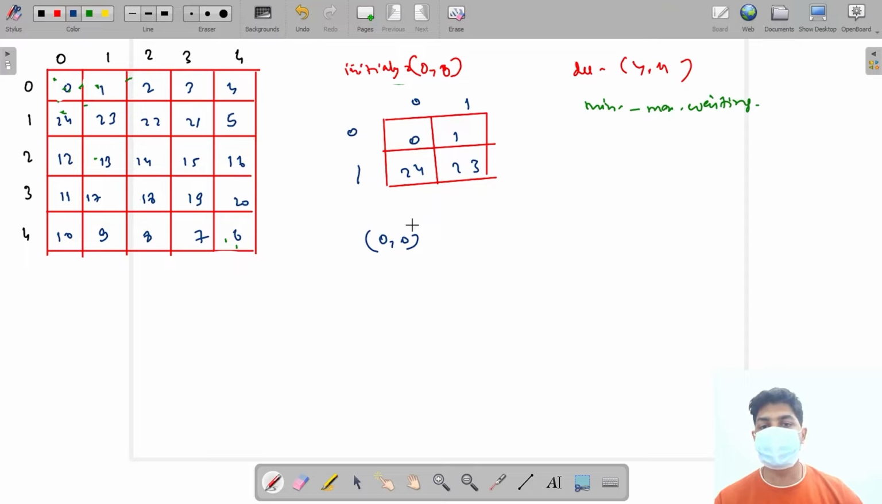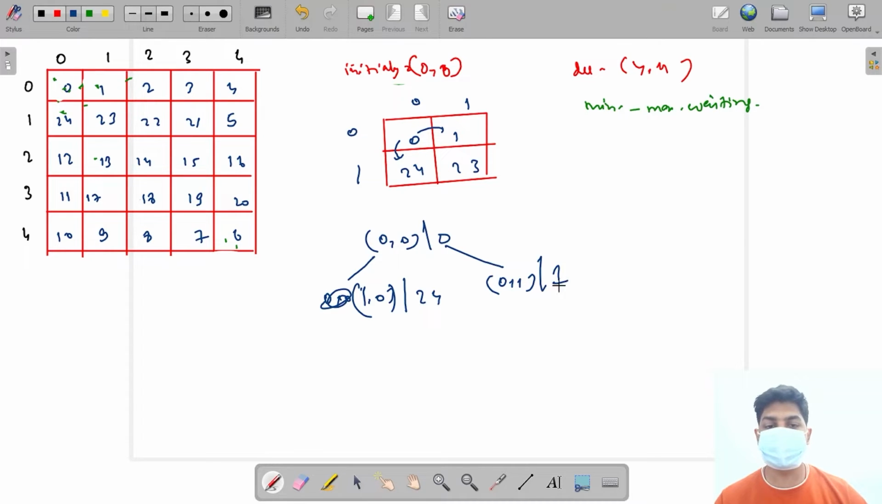If we use a simple queue, let's see what will happen. From 0 comma 0, the height of water is 0, so we wait 0 units of time. We can go to 1 comma 0, which has a height of 24. Since 24 is greater than 0, if I want to visit this cell from that cell, I will have to wait 24 units of time. Similarly, from 0 comma 0 I can go to 0 comma 1. My height is 0 and this height is 1, so it is higher than me, so I will have to wait 1 unit of time.